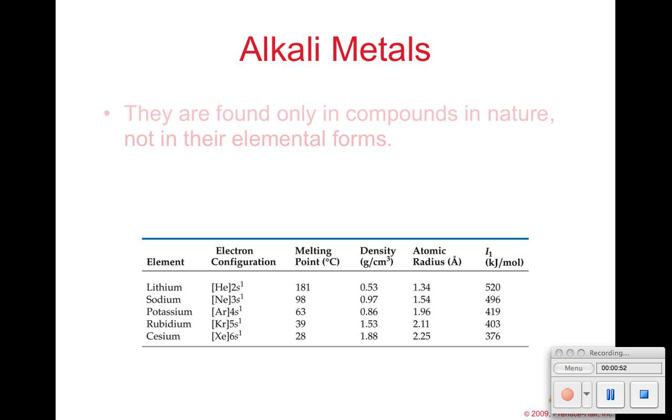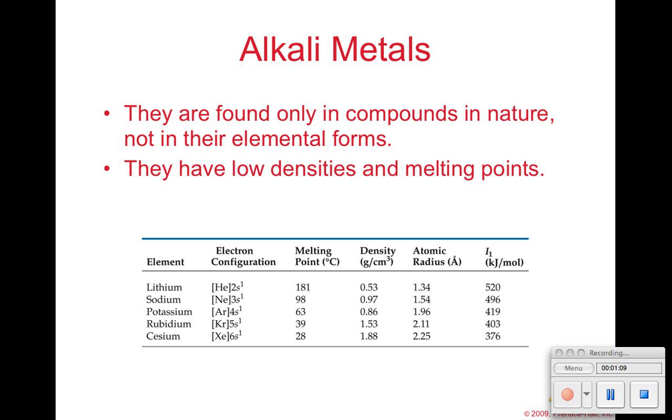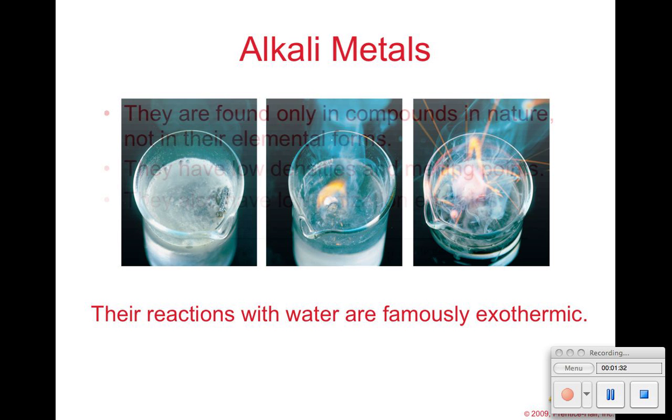Okay, so your next slide here is on the alkali metals and some of their behaviors. First of all, they are not found in elemental form in nature, because they are just too reactive. They do have low densities and low melting points, as you can see from the table here. You'll notice their electron configurations: they all have one electron in the outer shell. And lastly, they have low ionization energies, meaning removing one electron from their outer shell does not require a lot of energy.